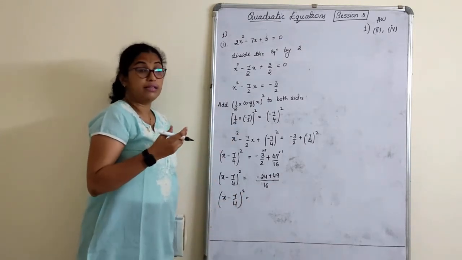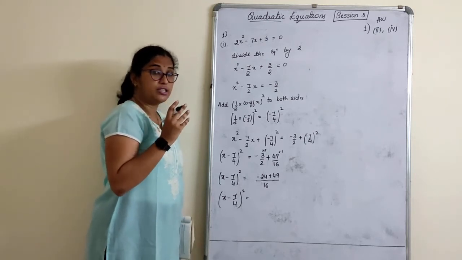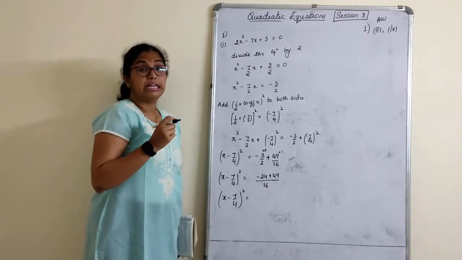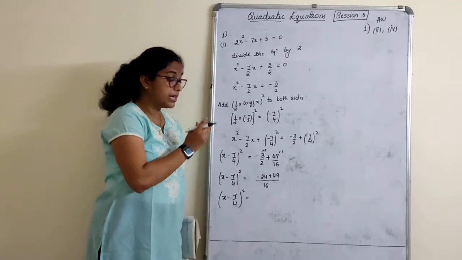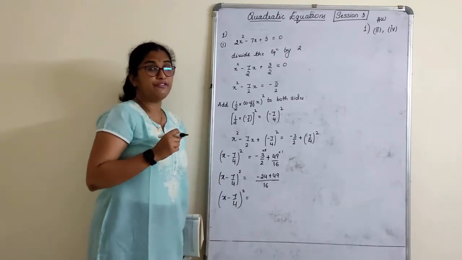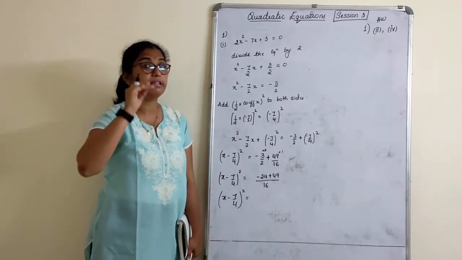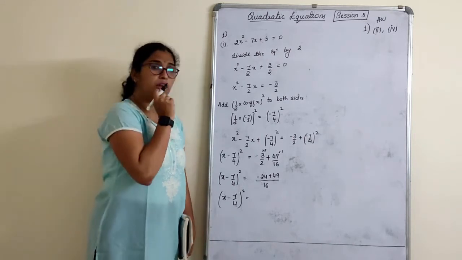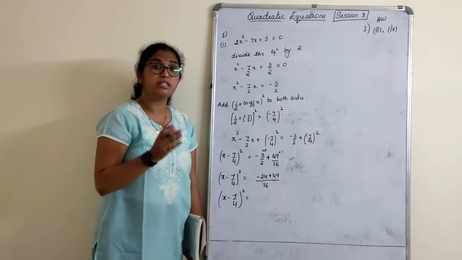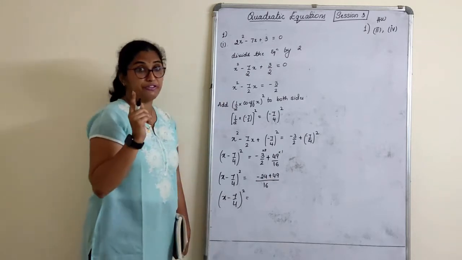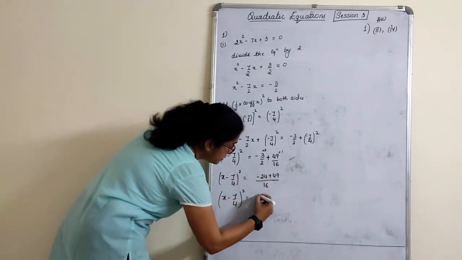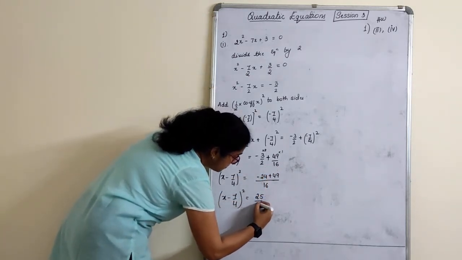One more hint, children. You always get the RHS as a perfect square most of the time, like in 90% of the sums. Very few sums where you don't get perfect squares, we need to consider them as root. But almost 99% you get a perfect square, as here also. Remember that. So this is 25 by 16.